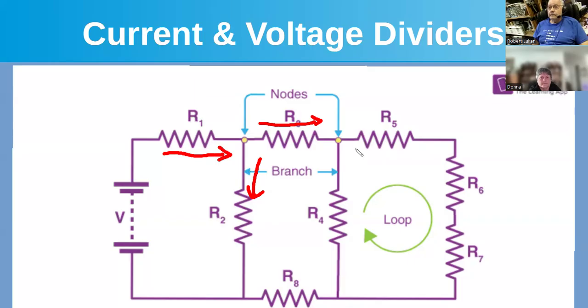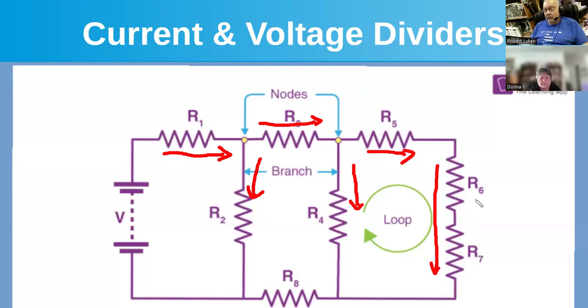Likewise, this node is going to get split, and we'll have part of the current going this way, part of it going this way, and it comes down through these. And one of those other statements says that in this case, this current that's going through there and through these and back to here is the same. So the current through R5, R6, and R7 is all going to be the same current.